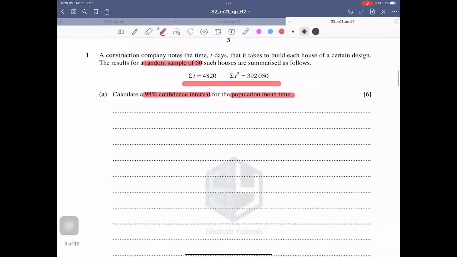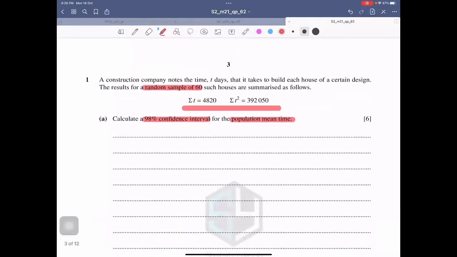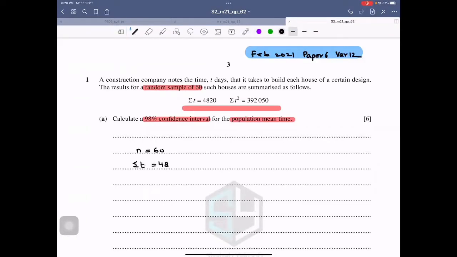Now, first of all, in this particular question, let me label the year so that anyone seeing this video will have a pretty good idea. Which year are we talking about? February 2021. This is paper 6, which is S2, and this variant is 1-2. Now the question is, we have n equals 60, sigma t is equal to 4820, and sigma t square is 392050.